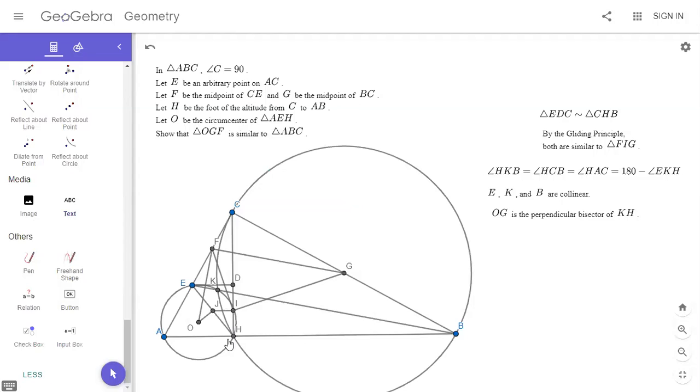All right. Then if we can show that GI is also the perpendicular bisector, then that would mean that OI and G are collinear. That makes sense.